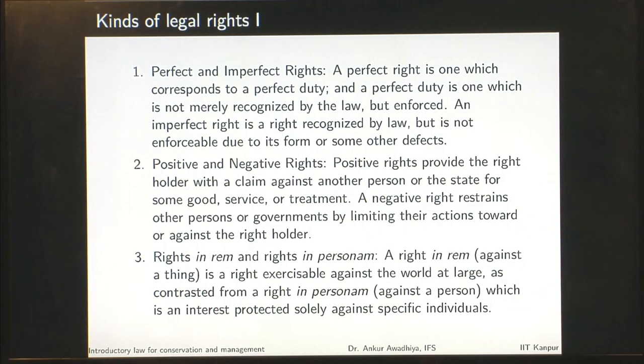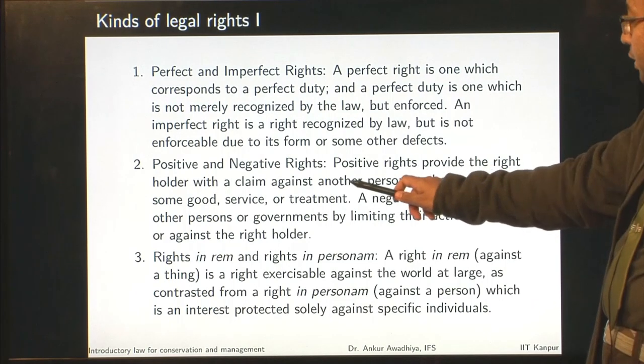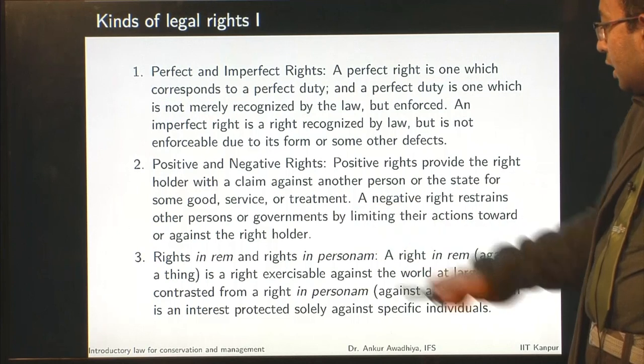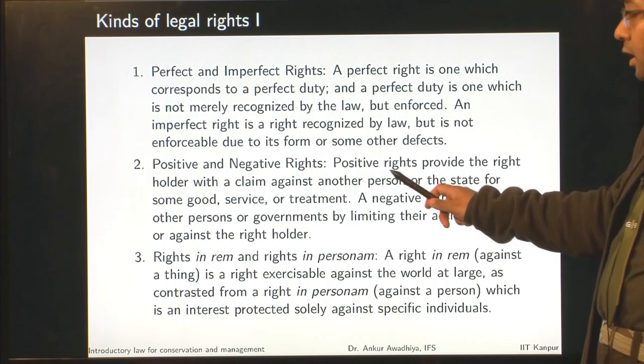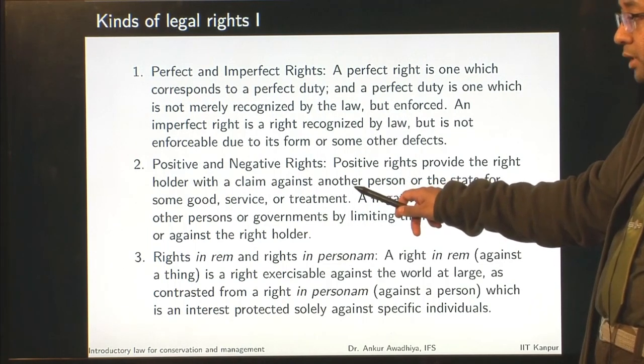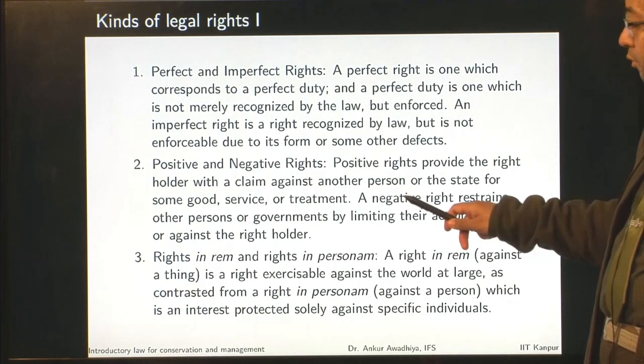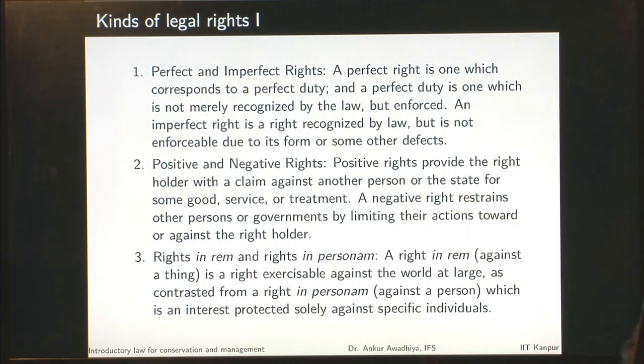Positive and negative rights. Positive rights provide the right holder with a claim against another person or the state for some good, service or treatment. So, if you have a positive right, then you have a claim over others to get something. A negative right restrains other persons or governments by limiting their actions towards or against the right holder. So, basically, positive rights give others the duty to do something, and negative rights force others not to do something. So, that is positive and negative rights.